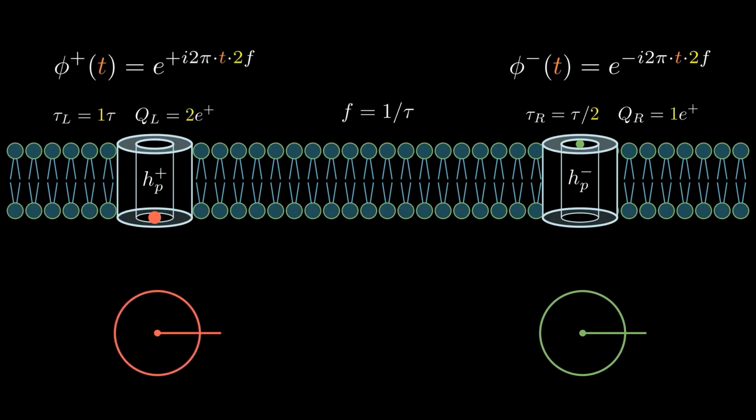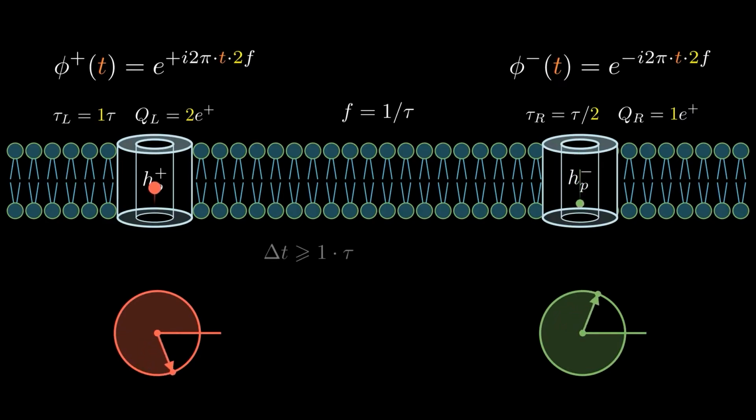The calcium channel on the left can be represented by the complex function e raised to the power of plus i2π multiplied by t times 2f, where the plus sign in the exponent signifies the direction of ion crossing. Suppose an observer uses an ampere meter to study the combined system. The maximum temporal resolution of the ampere meter is coarser than 1 tau, and the maximum spatial resolution is coarser than 1 lambda pz, which is the height of protein P.